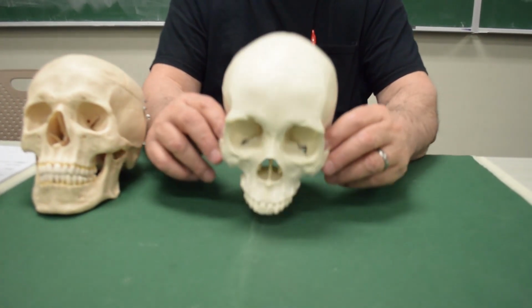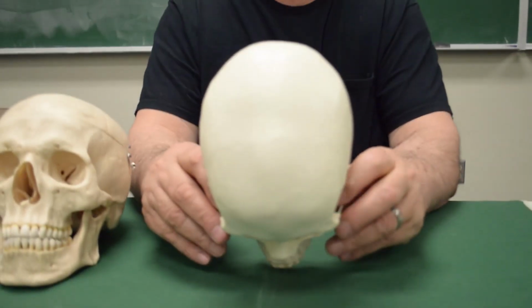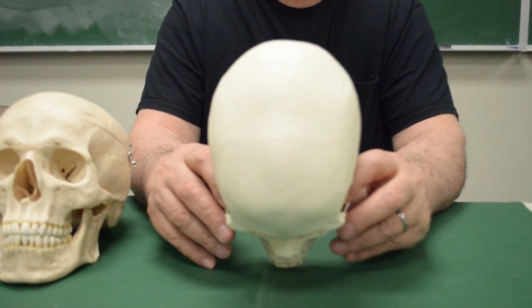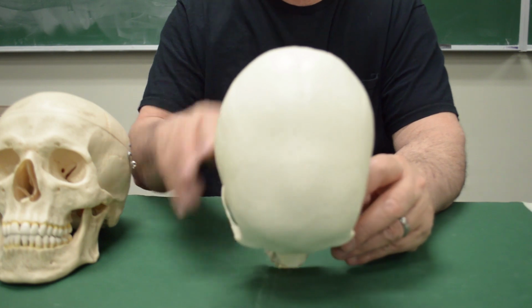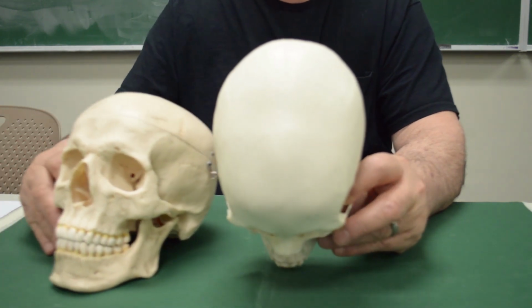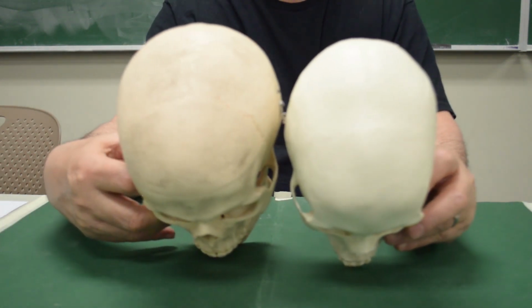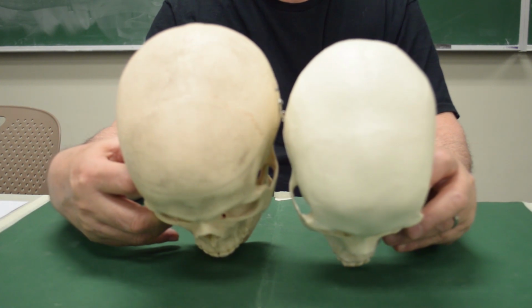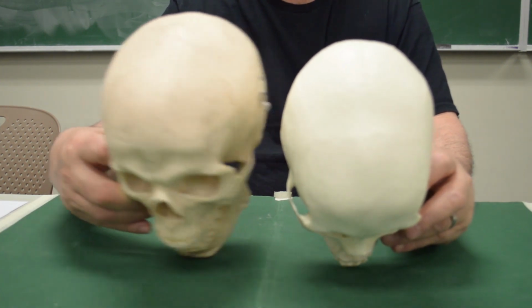And again, as I turn it this way, you can see that the top of the skull is long and narrow, longer and narrower, say for example, than the European and/or the Asian, which I won't put up here right now.